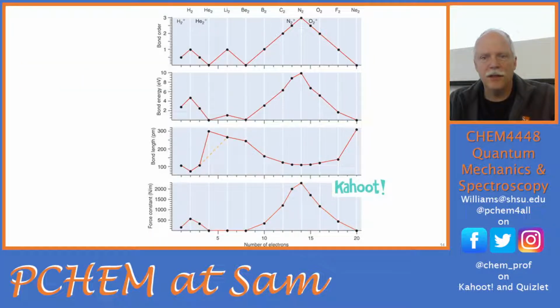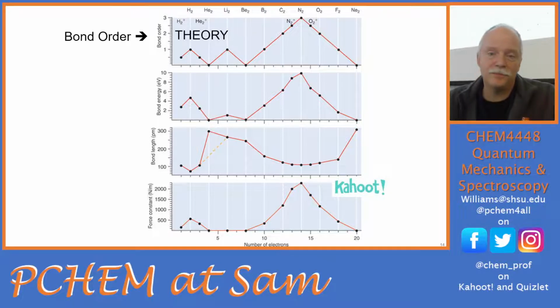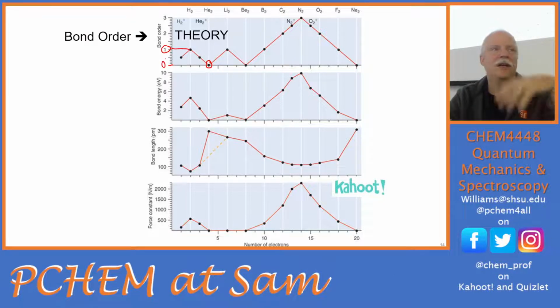So here up at the top, that bond order is sort of the theory behind all of these different features. This tells us that the hydrogen molecule has a bond order of 1. You see this bond order of 1 here. And it tells us that helium accurately has a bond order of 0, right? Because the antibonding and the bonding electrons are equal to each other.